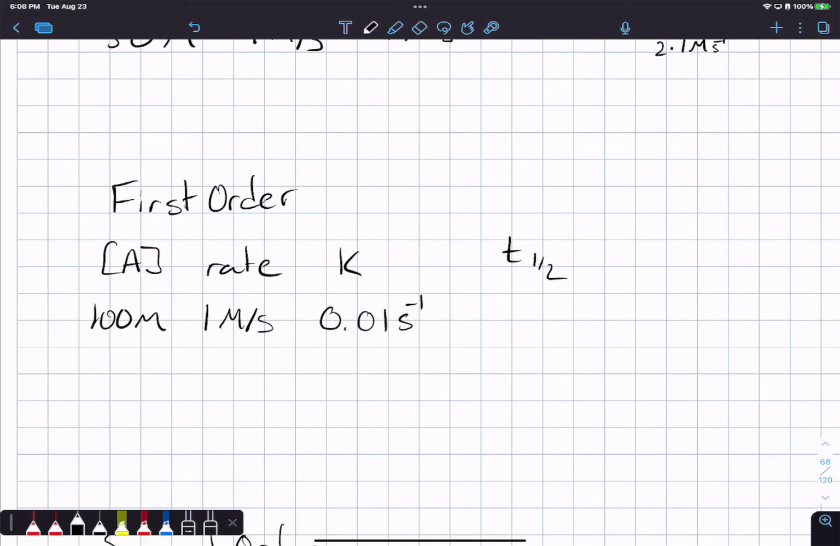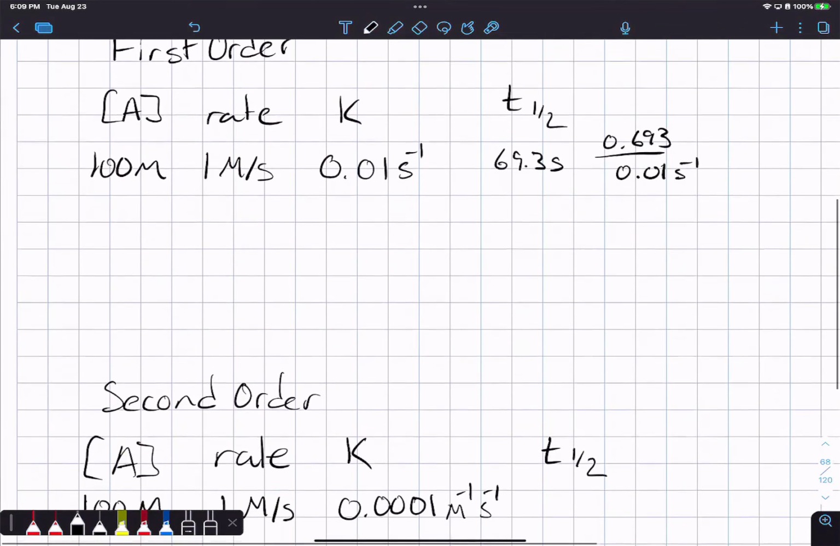What's the equation? 0.693 over K. So with 0.01 inverse seconds here, it's going to be 69.3 seconds. So okay, let's move forward in time 1 half-life.